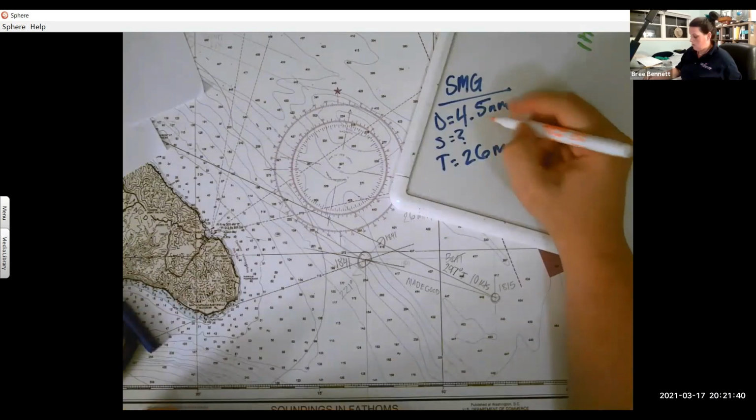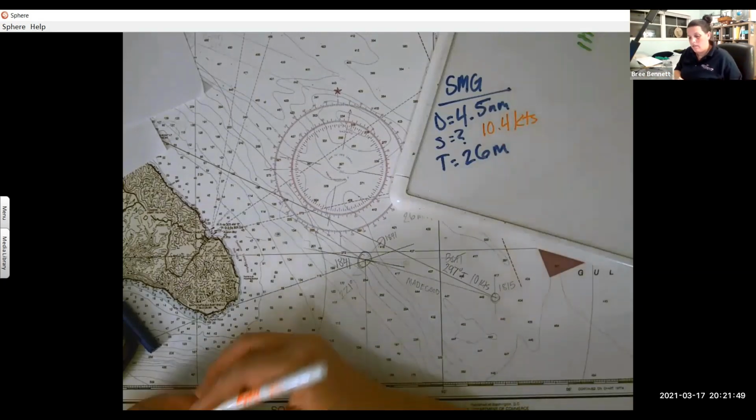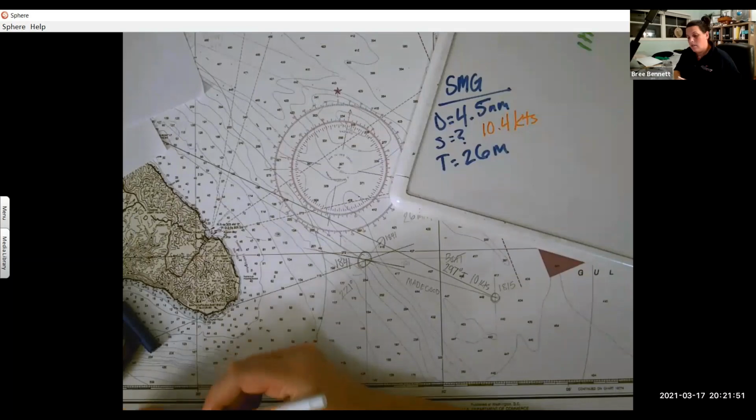Speed is about 10.4 knots. Did you guys get 10.4? Okay.